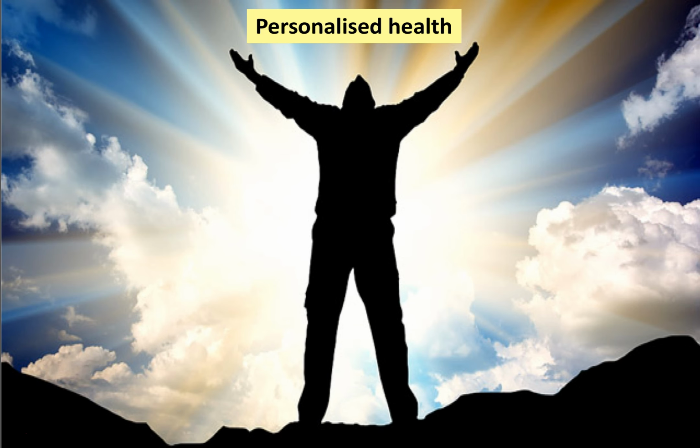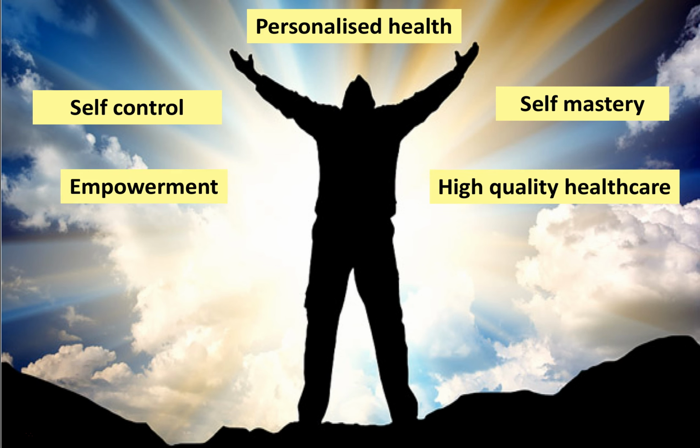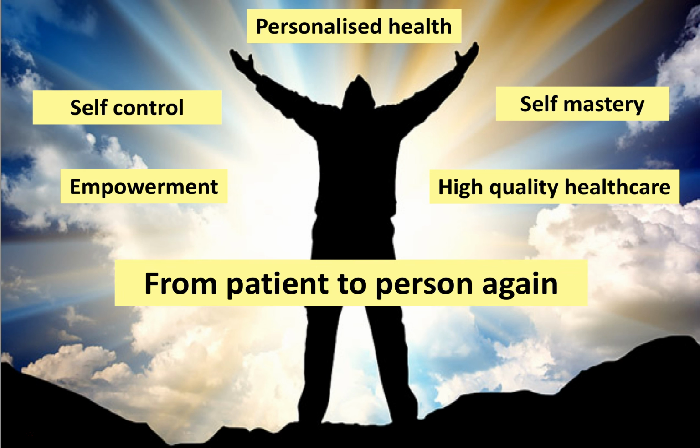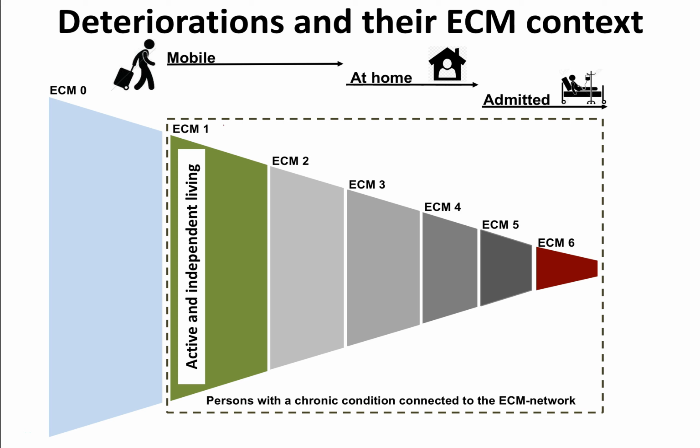ensures that citizens with one or more severe chronic diseases get the best possible basis for supreme self-control and self-mastery combined with high-quality healthcare. The ideal is to reduce the patient role to a minimum and enhance the citizen role to a maximum. That means to give citizens with chronic illnesses real opportunities permanently to find themselves in a state of active and independent living. That is the first ECM filter.